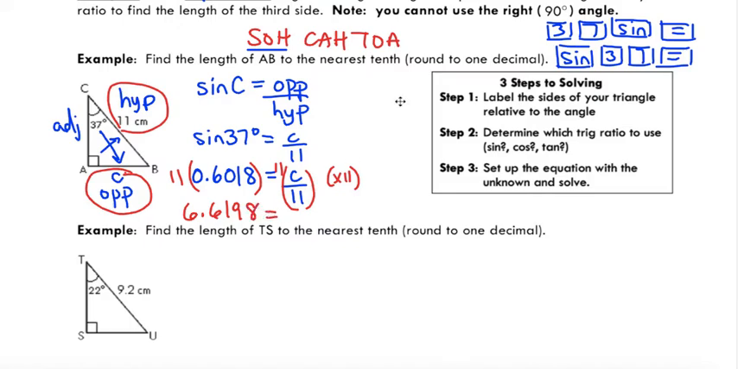6.6198. And my two 11s on the right-hand side will cancel each other out because 11 divided by 11 is 1. So I'm left with just c, or 1c. But I want to make sure that I keep this answer to 1 decimal place. So my final answer for c is going to be 6.6, and my measurement, so what I'm using as my unit, are centimeters.